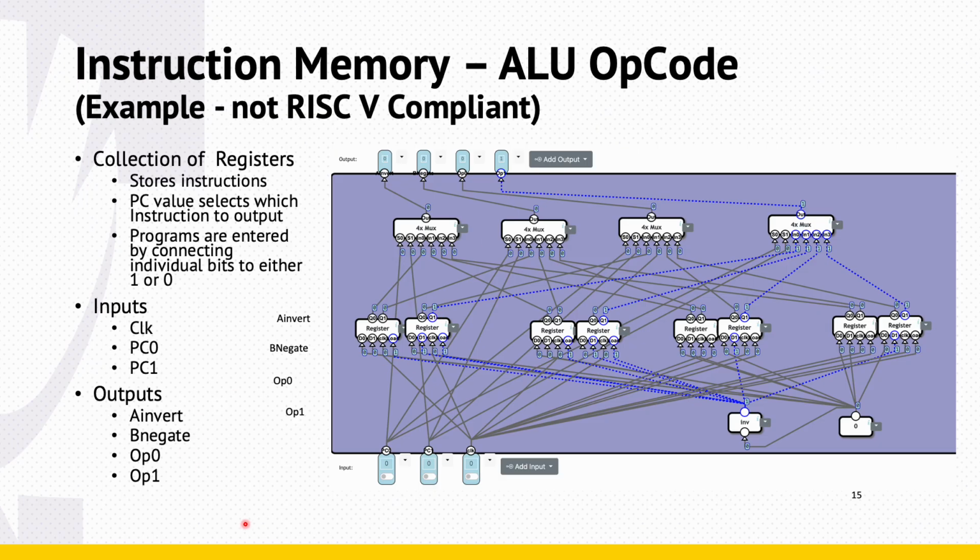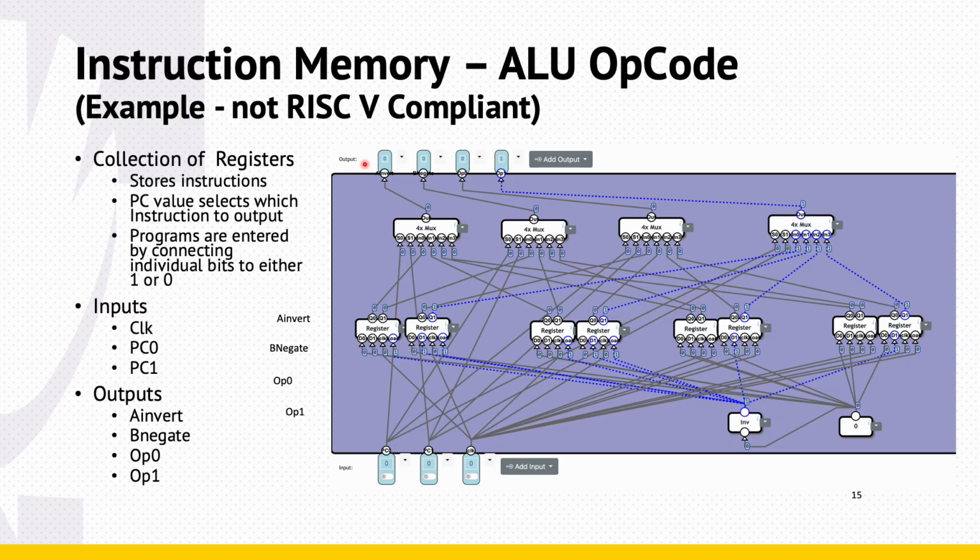So first, let's just kind of step through here, right? So it's a collection of registers that stores instructions. So each of these groups of registers is storing one instruction. And specifically what it's storing is the ALU instruction, right? So this is just the ALU opcode that we've seen before.